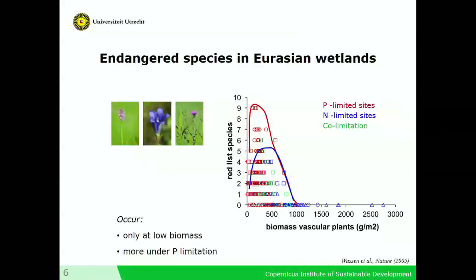Also, they looked specifically at endangered species, and they found that, as you can see here again, both the percentage and the absolute amount of red list species is higher for phosphorus-limited sites. So these phosphorus-limited sites are actually very, very important.